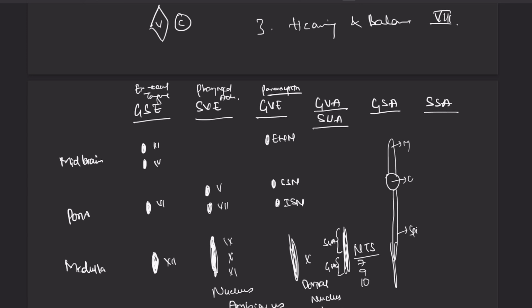SSA is the special sensation, not of endodermal origin. If it is of endodermal origin, it goes into SVA. If it is not of endodermal origin, it comes to SSA, that is special somatic afferent. This is the vestibular and the cochlear nucleus.